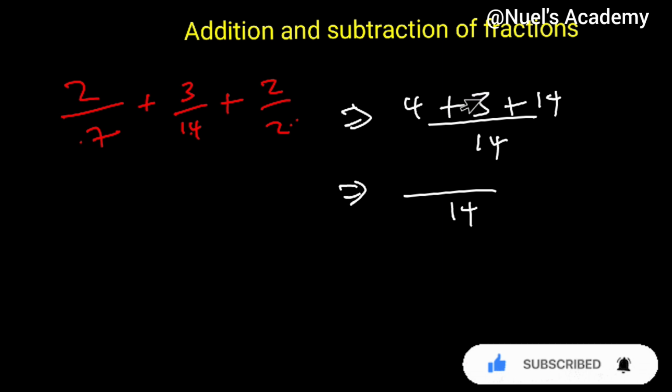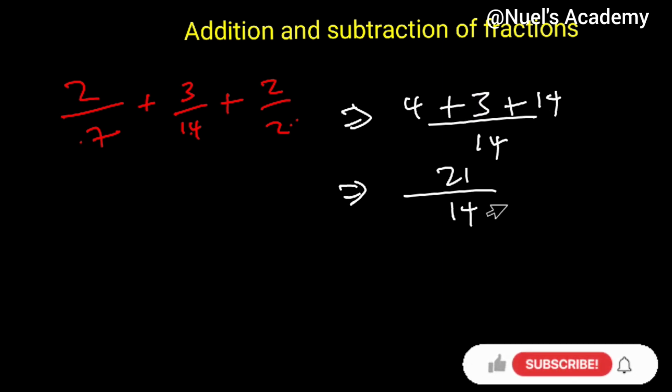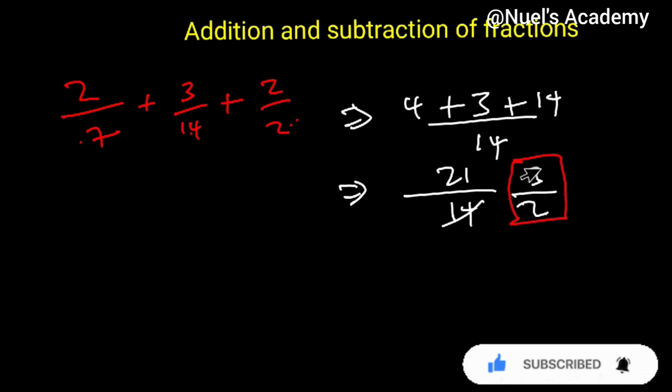4 plus 3 is 7. 7 plus 14 is 21. So let's reduce this to the simplest term. 7 divided by 14 is 2, and then 7 into 21 is 3. And so 3 over 2 is our final answer. That's in its simplest form.